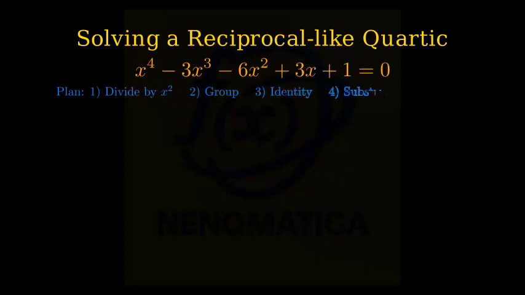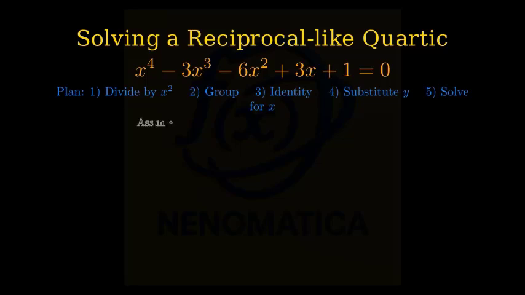Here is our step plan. 1. Divide by x squared, assuming x is not 0. 2. Group terms to reveal a pattern. 3. Use the identity for x minus 1 over x to relate squares. 4. Substitute y equals x minus 1 over x and solve the new quadratic. 5. Back substitute to get all 4 solutions.